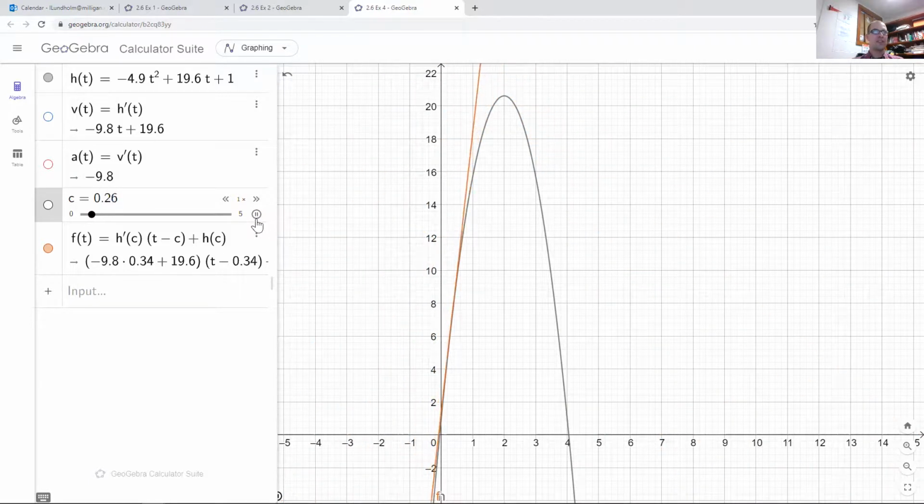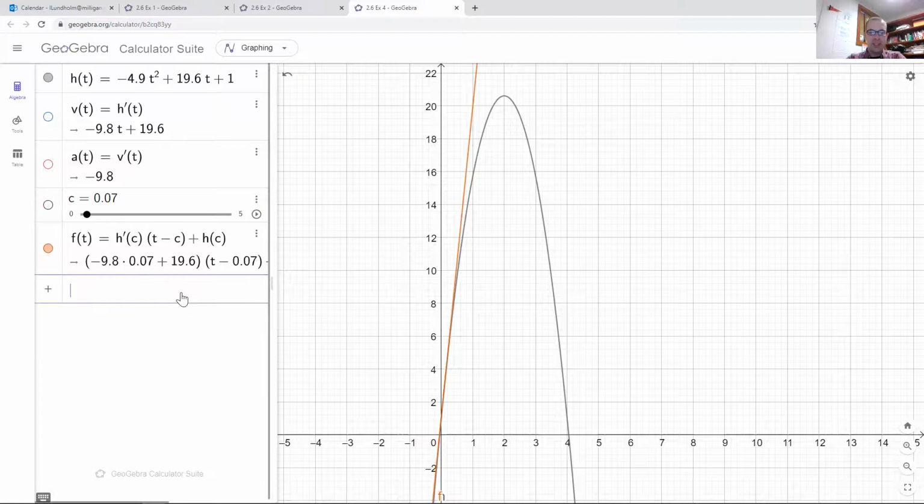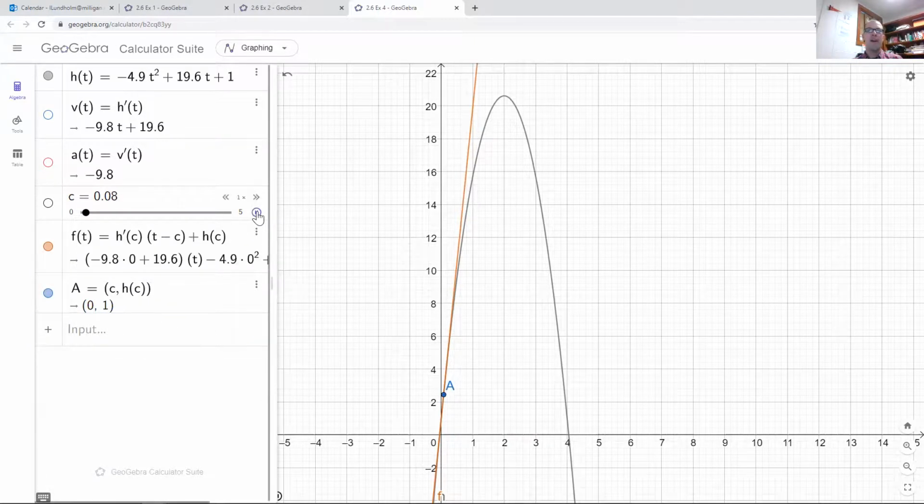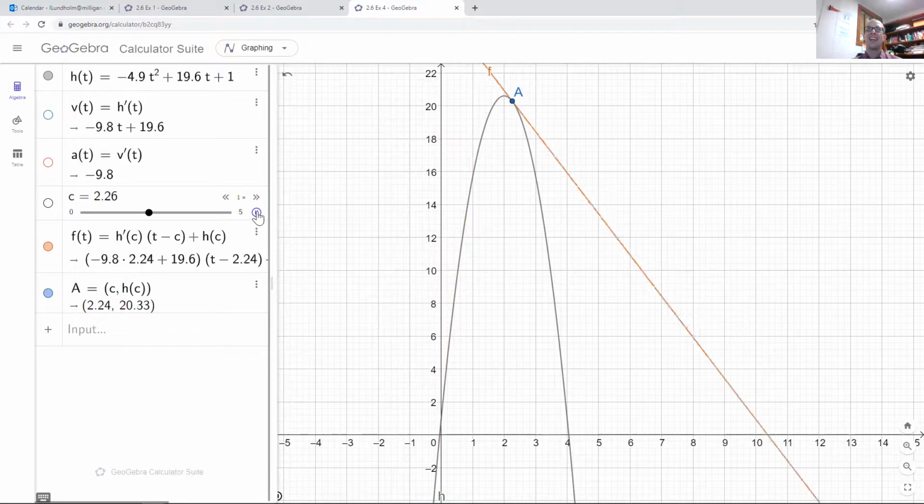That's awesome. And I guess, to make sure that we're looking at the point, I could add in the point (c, h of c) to get that actual point of tangency there. But yeah. Nice.